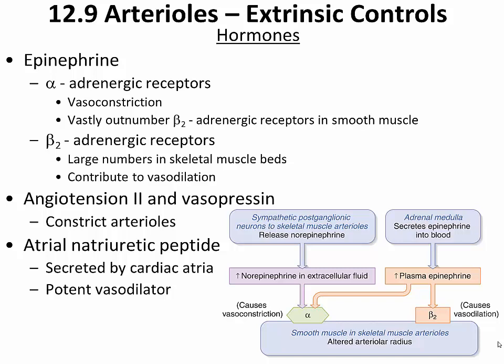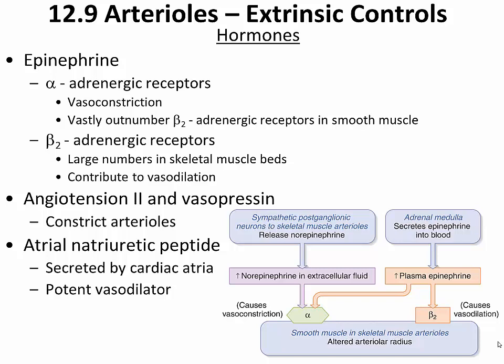Now, this is adaptive for the following reason. In a fight or flight response, you need less blood flow headed towards, for instance, your digestive system. You need more blood flow headed to your skeletal muscles. And consequently, we notice that we have large numbers of beta-2 adrenergic receptors found in skeletal muscle beds, and so the release of epinephrine goes to those and sends more blood to the skeletal muscles.